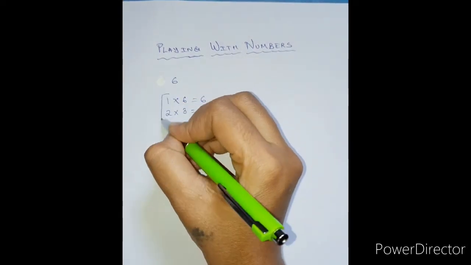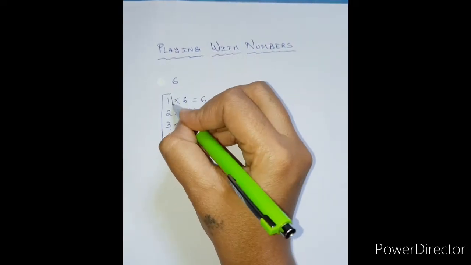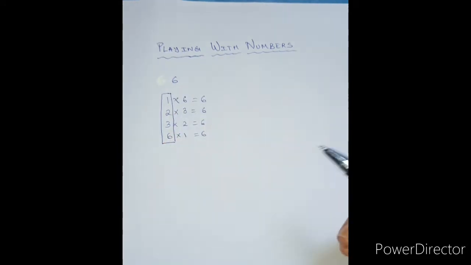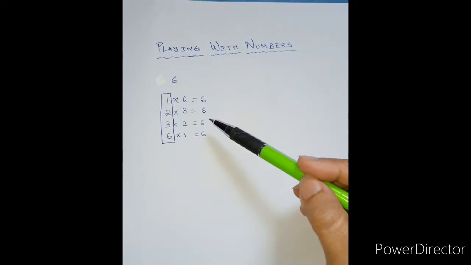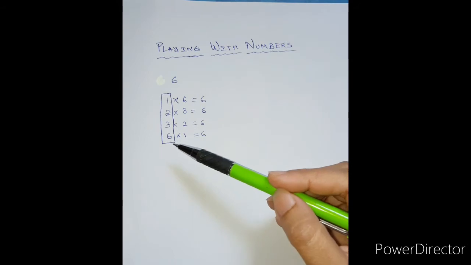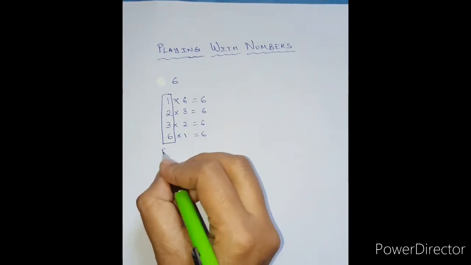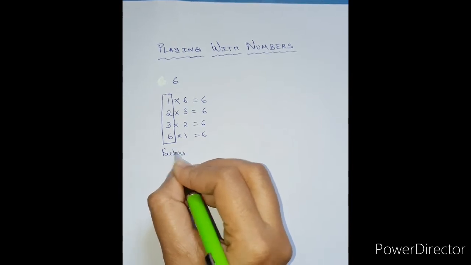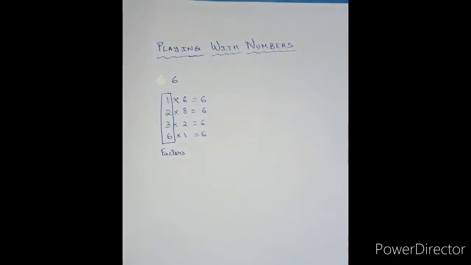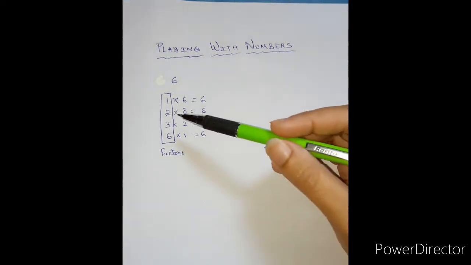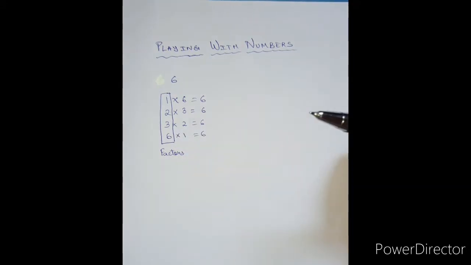So, let me mark it. These numbers which carry 6 in them are called the factors of 6. And 6 is a multiple in this table. 1, 2, 3 and 6 are therefore called exact divisors of 6. Hence they are called factors.